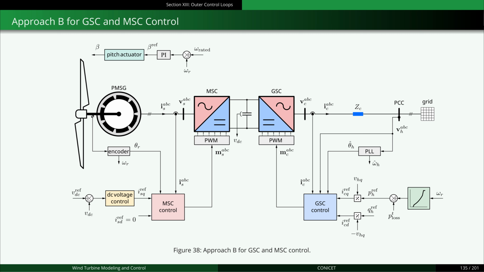In this study, we will use approach B because it provides the grid-side converter more control flexibility for grid code compliance and grid support services. Meanwhile, the machine-side converter is in charge of DC bus voltage control. In summary, we will use power mode control and approach B to control the wind turbine.